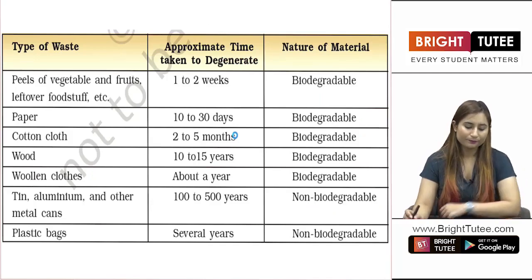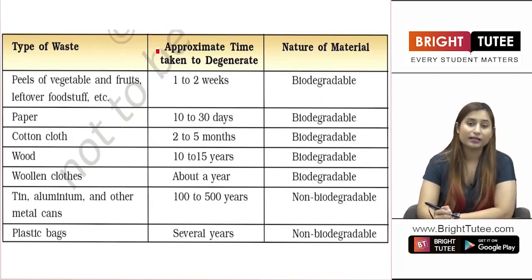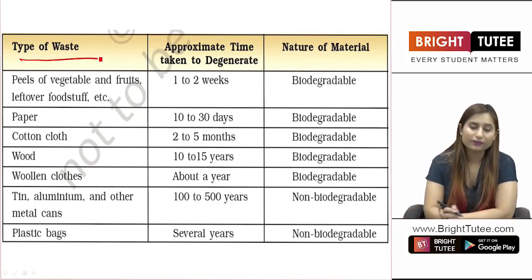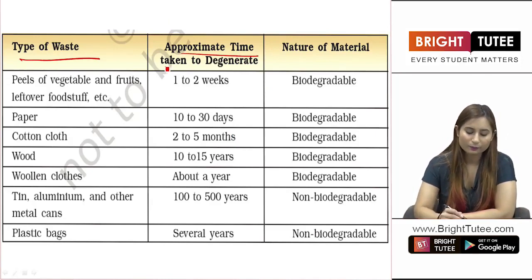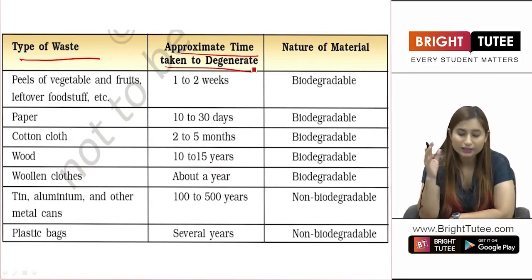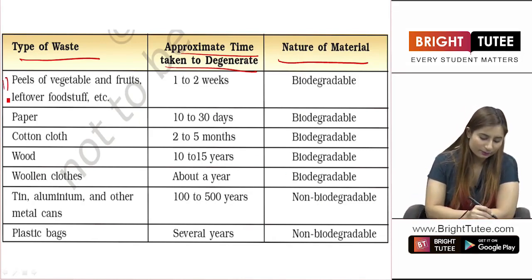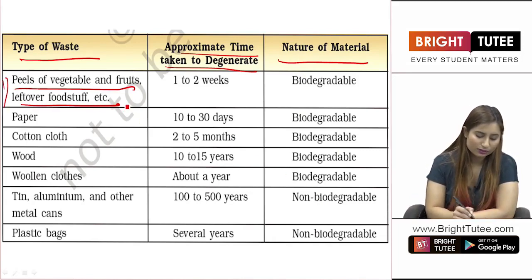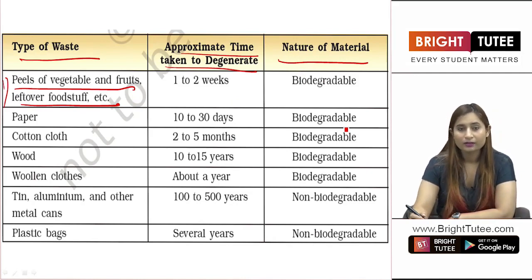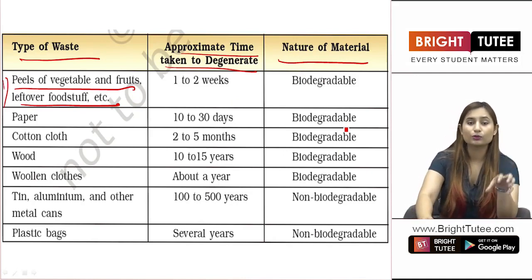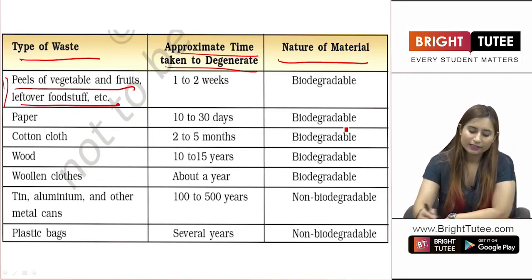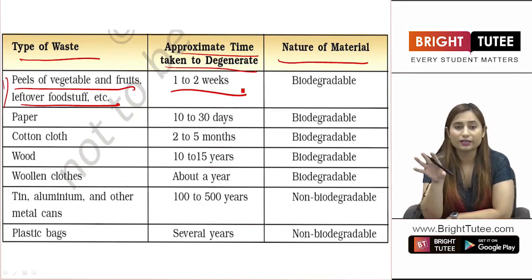Now, students, let us look at this table and learn something. Here we have types of wastes, then we have the approximate time taken to degenerate, and then the nature of the material. The first point is peels of vegetables, fruits, and leftover foodstuff. Basically, these are our household waste, which are vegetables, fruits and leftover foodstuff. They take 1 to 2 weeks to degenerate completely.